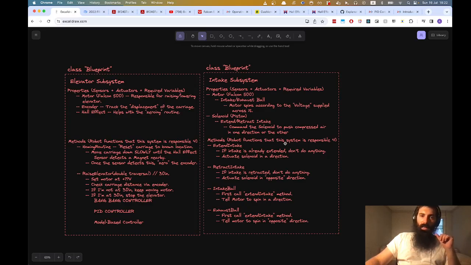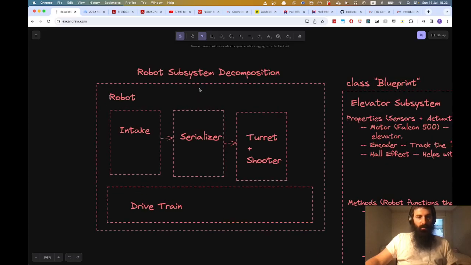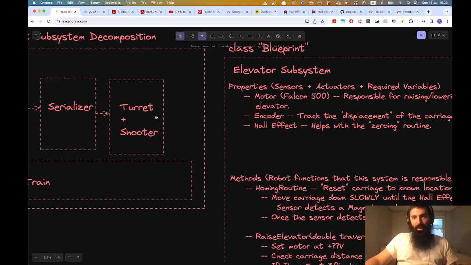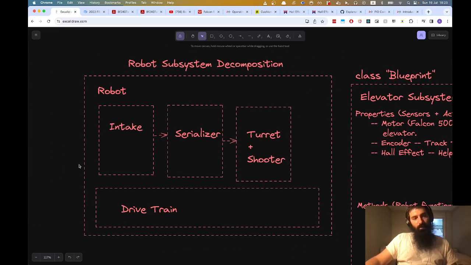And then we've asked ourselves, what does this subsystem need to take care of? What robot functions is it responsible for? It's responsible for extending the intake, retracting, intaking, or exhausting. That's the intake. And then the elevator has to go through a homing routine. Then it also is responsible for raising an elevator, such that now this main robot doesn't care about this individual Falcon 500. This robot can just tell the elevator, go up 30 inches. And then it can tell the intake, deploy and start to intake balls.